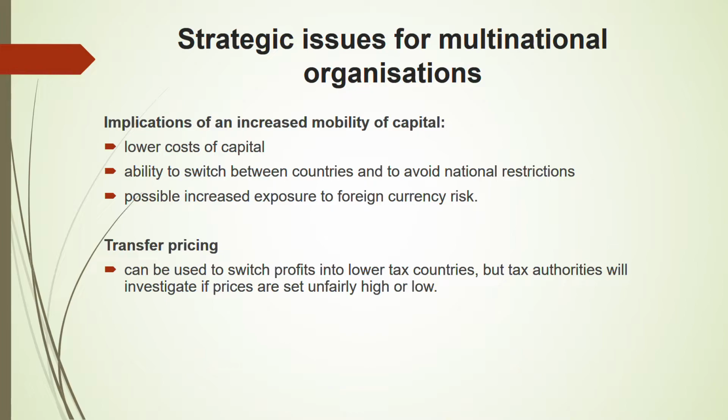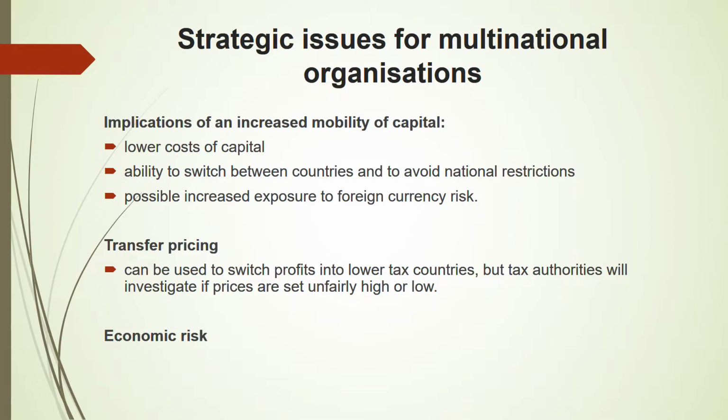The problem with transfer pricing is that you can use this to switch profits into the lower tax countries. It often happens that the parent and the subsidiary are in different countries. The country where the taxes are lower, profit is transferred to that country. Why? Because then you have to pay low tax. You reduce your tax by that. But remember, tax authorities will investigate. Are you setting your prices too high or too low? They will investigate these things. So this is an issue for multinational companies, transfer pricing. It is not there when you're doing your business locally, but for multinational companies, yes.